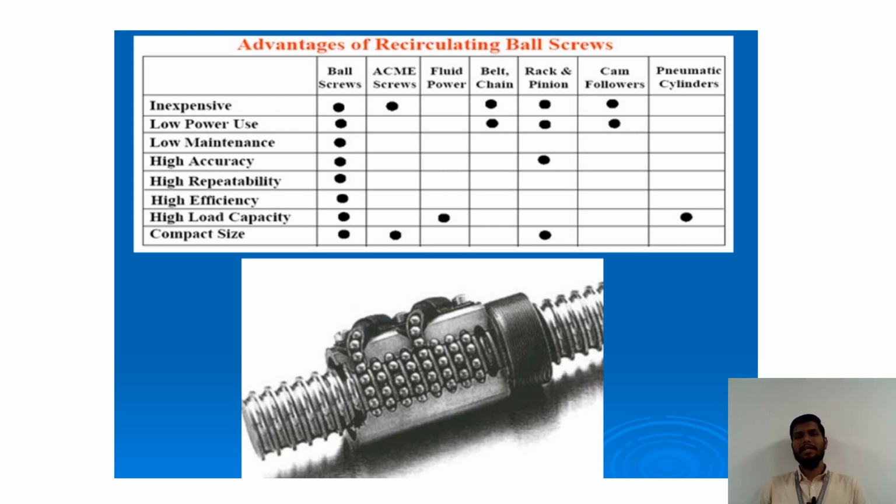Here are the advantages of recirculating ball screws over other elements used in CNC machines. So, these are inexpensive, low power usage, low maintenance, high accuracy, high repeatability, high efficiency, high load capacity, and compact size. Whereas other elements lack some of these properties, ball screws have all of them, and hence they are the most important elements in the drive system.